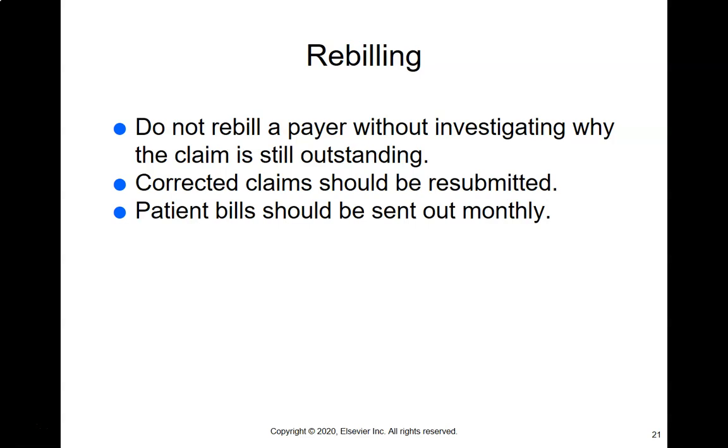Corrected claims should be resubmitted. You want to send a correction notice with that corrected claim. Patient bills should be sent out monthly. Some of the claims with minor errors, such as missing identification numbers, etc., can be rebilled instead of having to go through the appeal process.